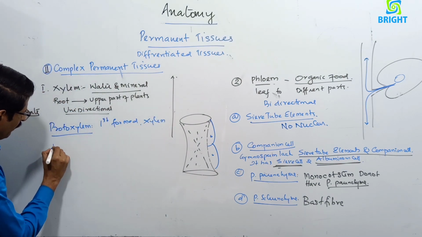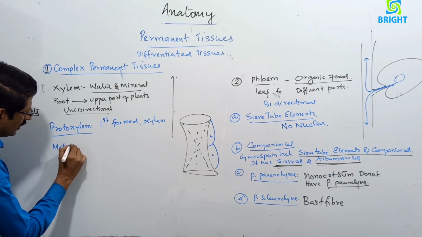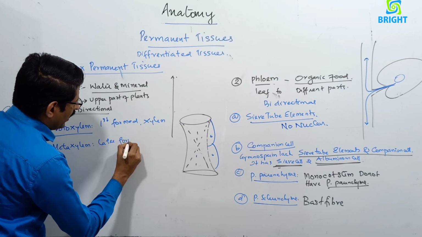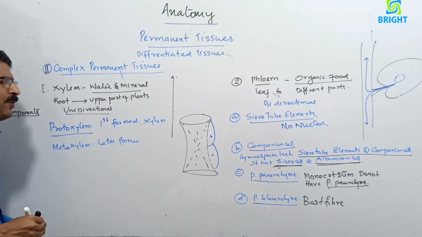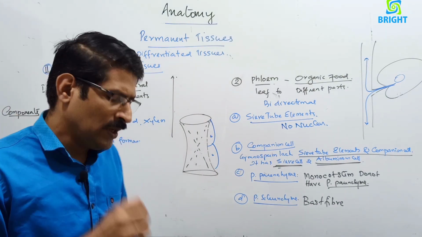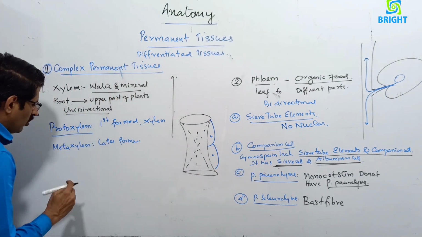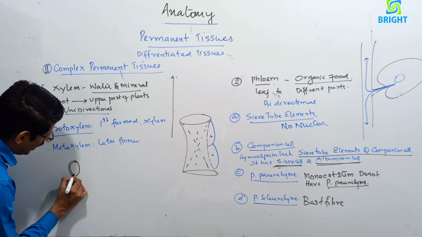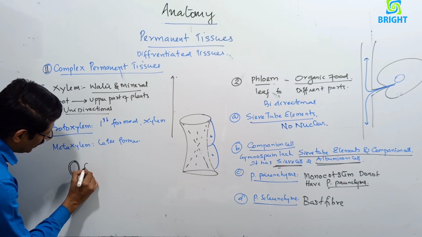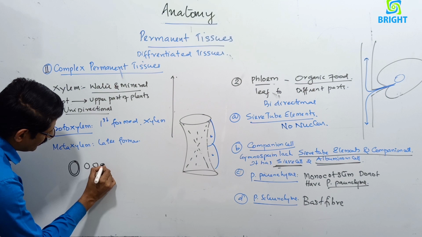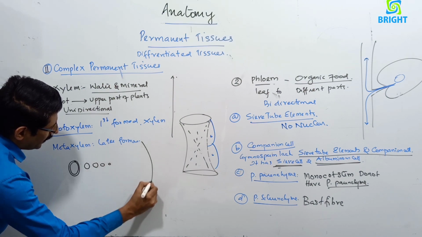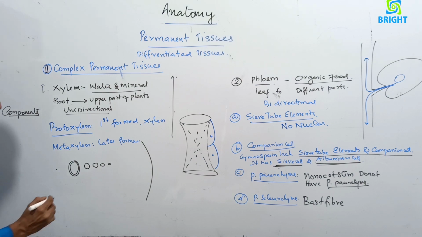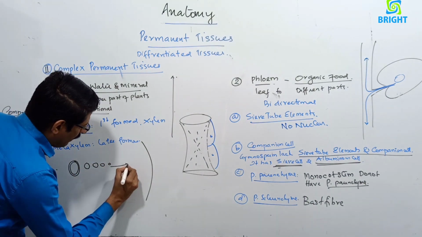And there is metaxylem. Metaxylem is later formed xylem. So the arrangement of metaxylem and protoxylem is very important. When we take a vascular bundle, this is the metaxylem, with a larger diameter, and this is the arrangement. So this is the epidermis and this is the pith region. Here, the protoxylem is towards the periphery.